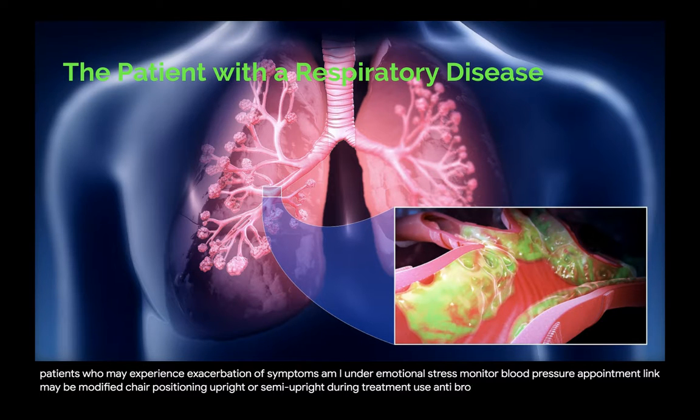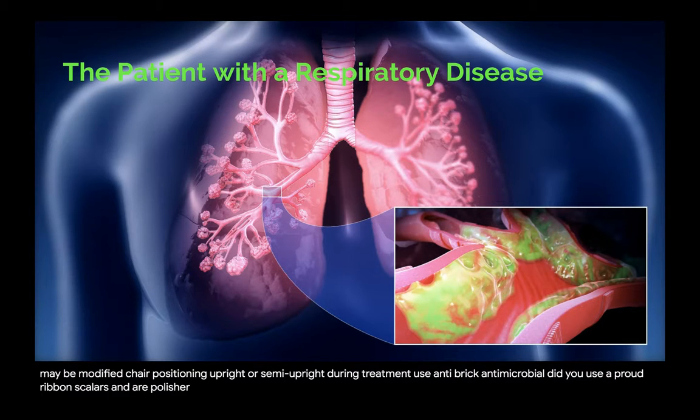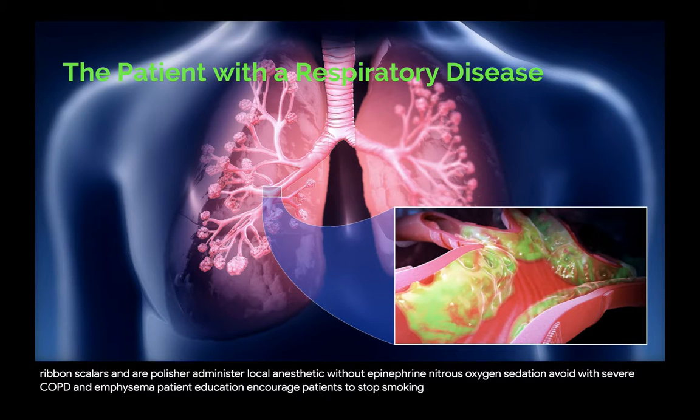Use antimicrobial pre-procedural rinse. Avoid the use of power-driven scalers and air polisher. Administer local anesthetic without epinephrine. Nitrous oxide sedation: avoid with severe COPD and emphysema. Patient education: encourage patient to stop smoking.